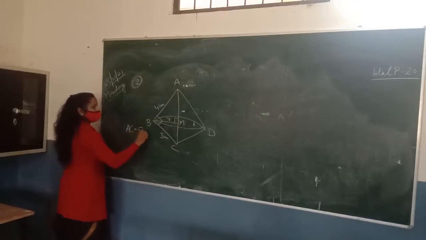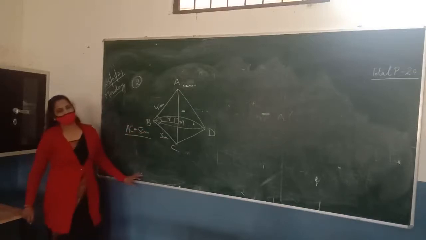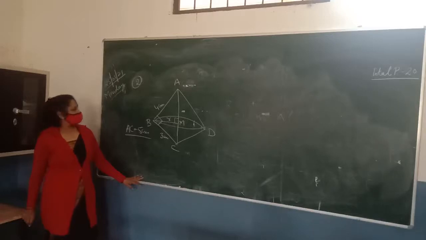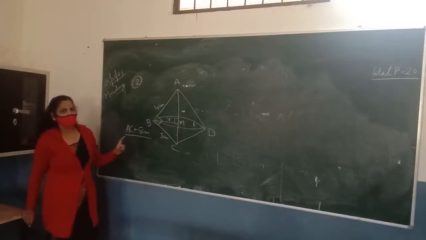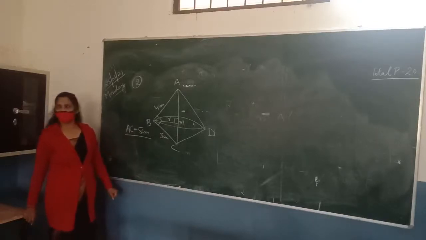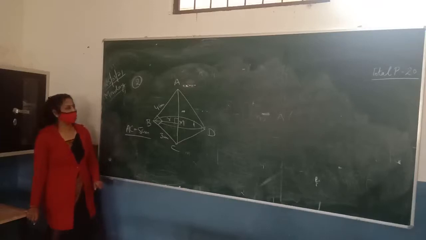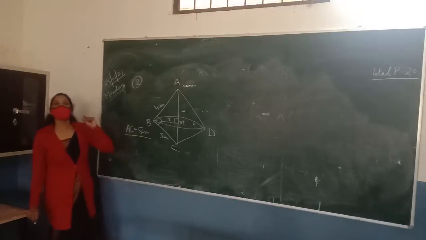Then we prove two triangles similar. ABC and... no, not the ABC. A, B, M. Yes, good, very good. So we will make these two triangles similar.